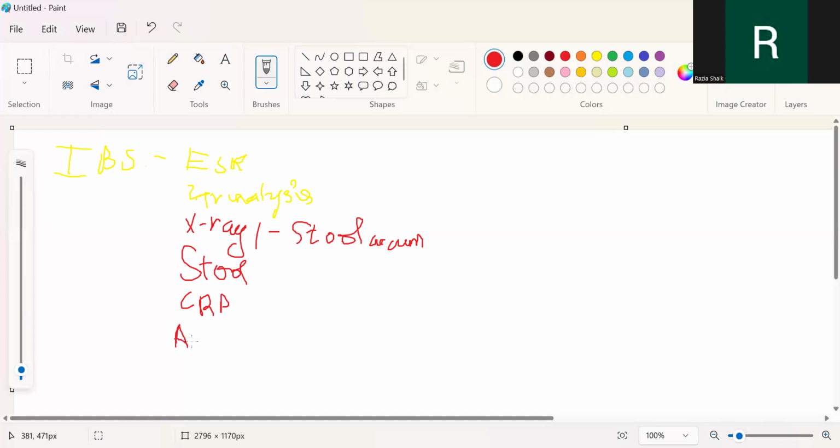Anti-gliadin antibodies. Okay, this is very important, guys, because we want to rule out celiac disease. Anti-gliadin antibodies, or you can also look for anti-endomysial antibodies. Whatever sounds good for you to remember, just make sure to type endomysial antibodies into the orders list.